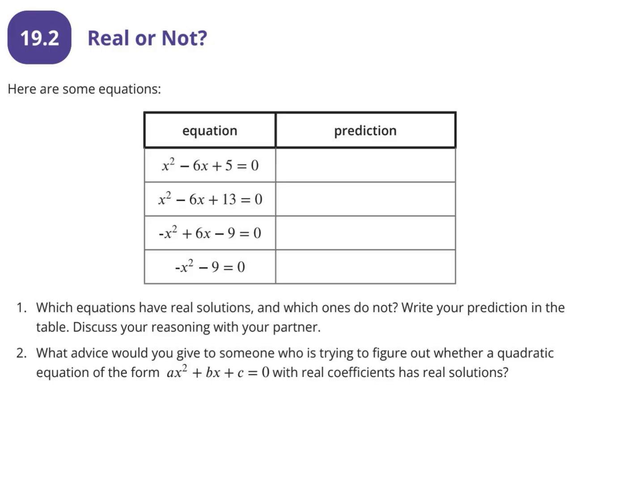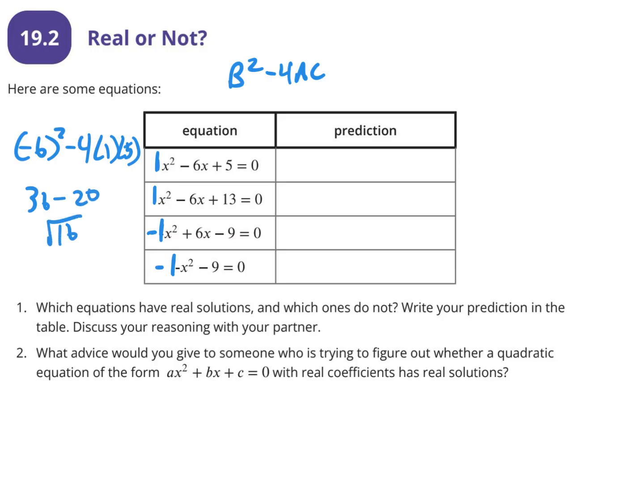Okay, here are some equations. All you have to do, you don't have to solve the whole thing with the quadratic, but you can if you want. All we need is the b squared minus 4ac part. All right, so b squared minus 4ac. So negative 6 quantity squared minus 4 times 1 times 5. Remember, if there's no number in front of an x, we put a 1. All right, so b squared is 36 minus 20. 4 times 1 times 5 is 20. We get 16, and that's positive. So we get two real roots.